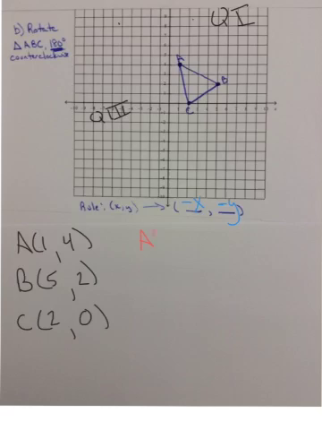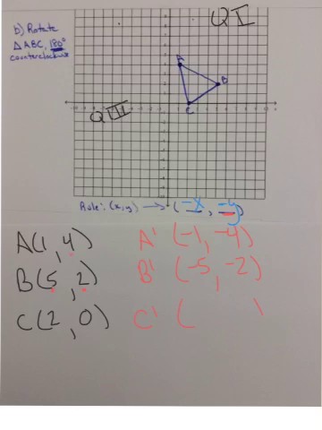So if we're looking at A prime, we have negative x, so that means change the sign of our x. We did have 1, so now we're going to have negative 1. This negative y means that we're going to look at the y and change the sign. We had positive 4, now we have a negative 4. So for B prime, we have negative x, negative y, so that means change the signs on both of them. We had positive 5, this time we have negative 5. We had positive 2, this time we have negative 2.